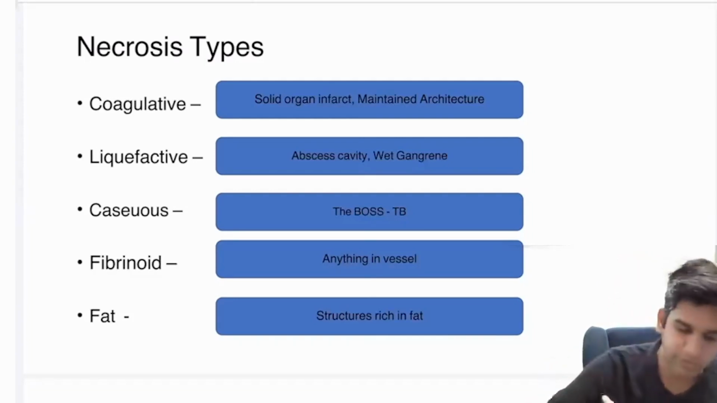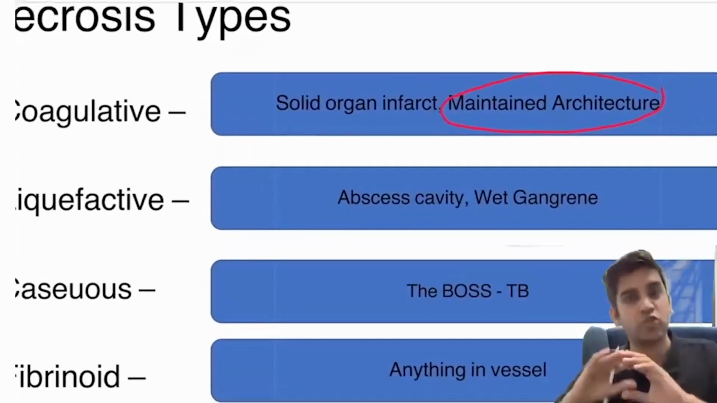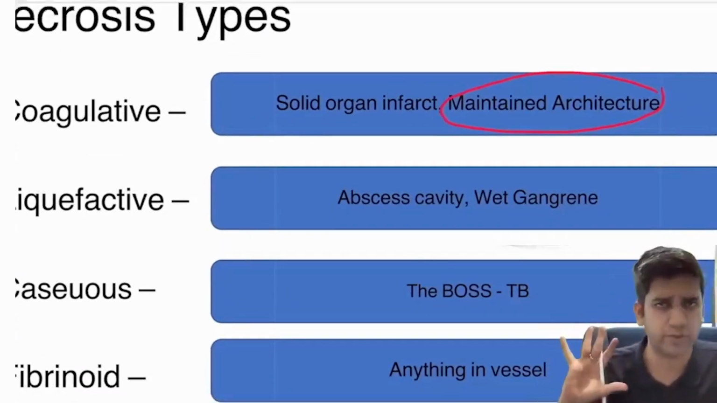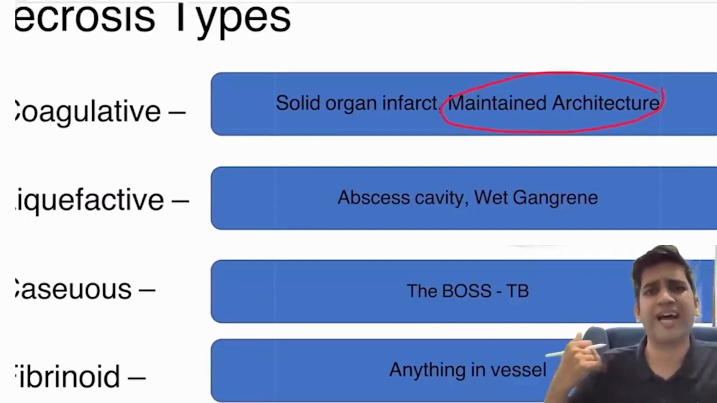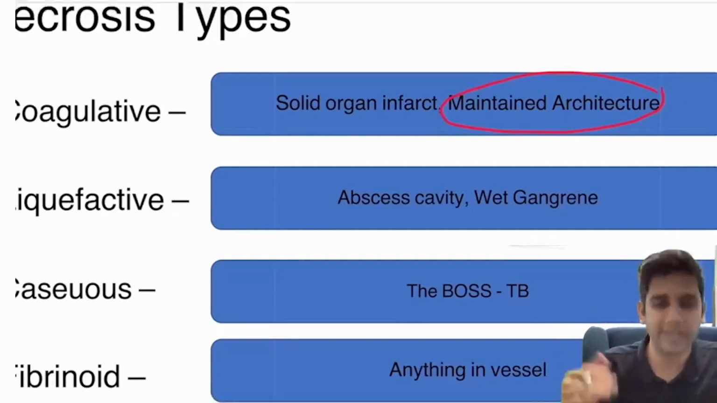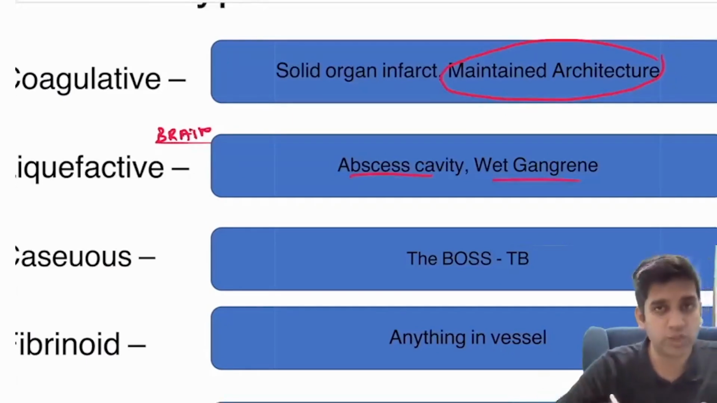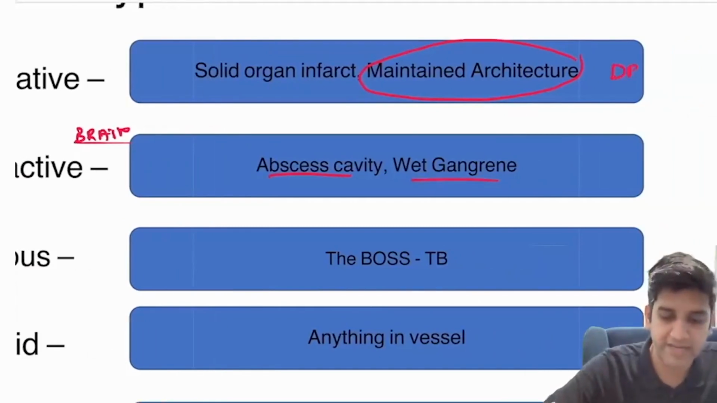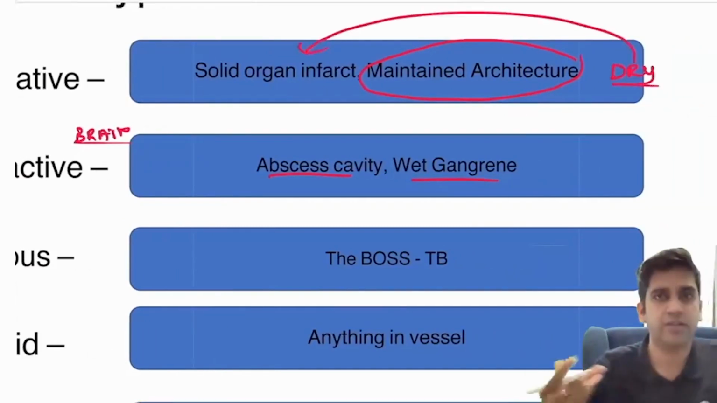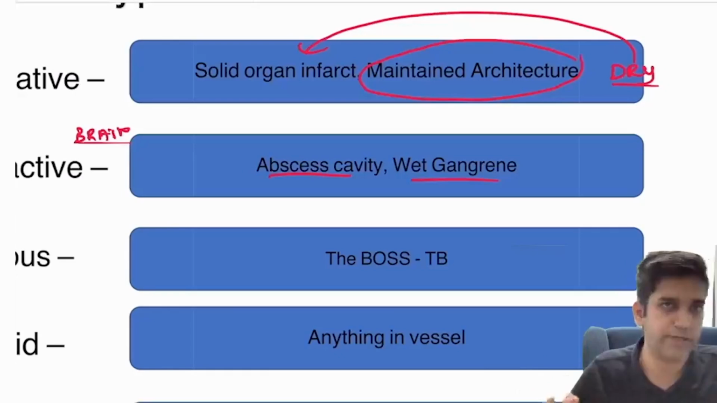Coagulative, the most important thing is maintained architecture. When the architecture is maintained, it's not distorted in microscopy, it's coagulative necrosis. Every solid organ infarct, and I'm sure 100% know, except brain infarct. So brain infarct will come under liquefactive necrosis. Abscess cavity and wet gangrene also come under liquefactive necrosis. Dry gangrene is actually an infarct. So it automatically comes under coagulative necrosis only, right?